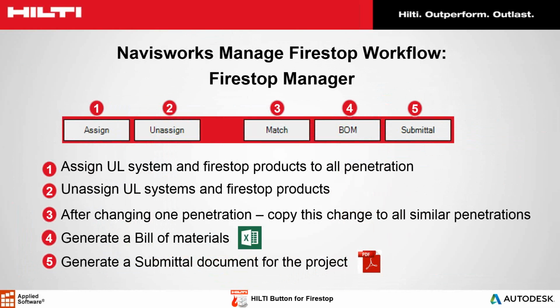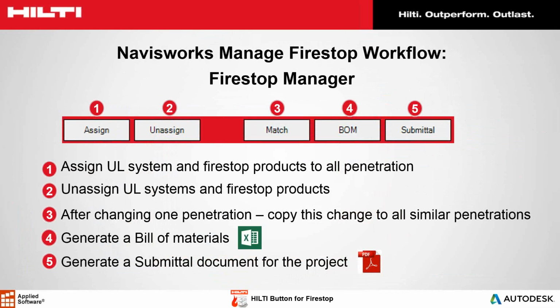So when we look at the bottom of the Firestop Manager, we're able to assign or unassign Firestop products. And then number 3 is changing the penetration. This will allow you to match other products that are being listed to that particular penetration. Number 4 is the BOM, generating the bill of materials, and that will be saved in Excel file format.